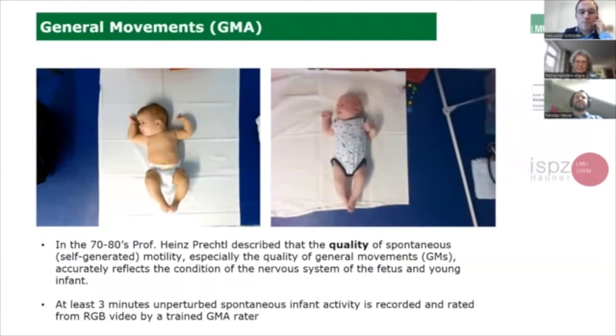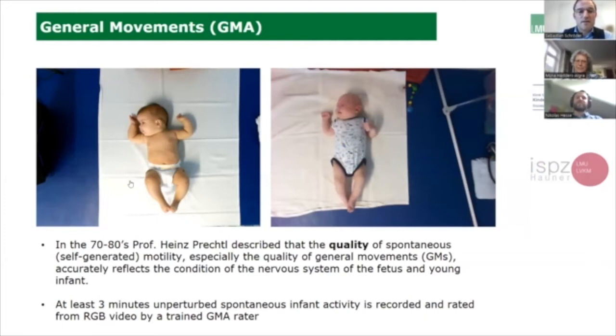General movements were described for the first time in the 70s or 80s in the group of Groningen. Professor Heinz Prechtl found out, or wrote for the first time, that the quality of spontaneous, and that is self-generated, movements in early infancy or the fetus accurately reflect the condition of the nervous system and the central nervous system. And that this is especially true for the quality of general movements, so to say.